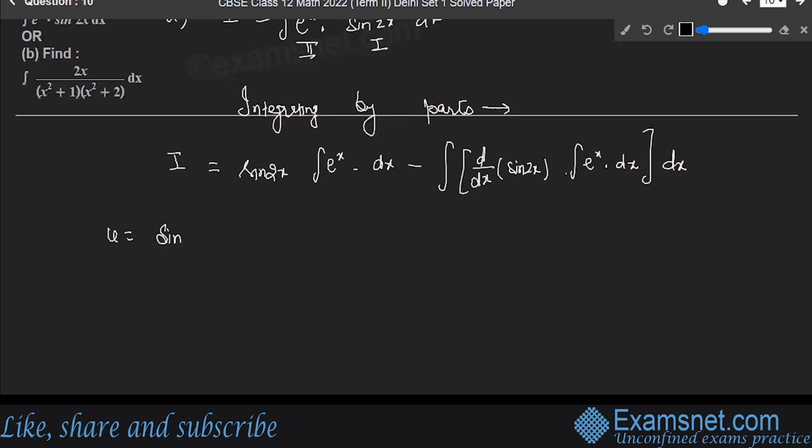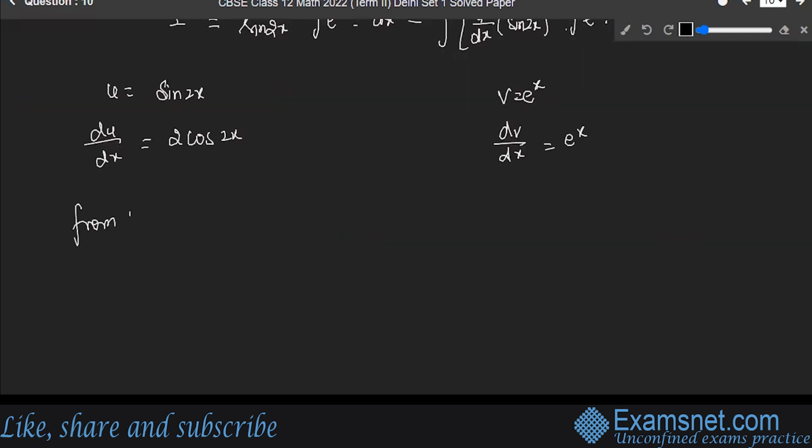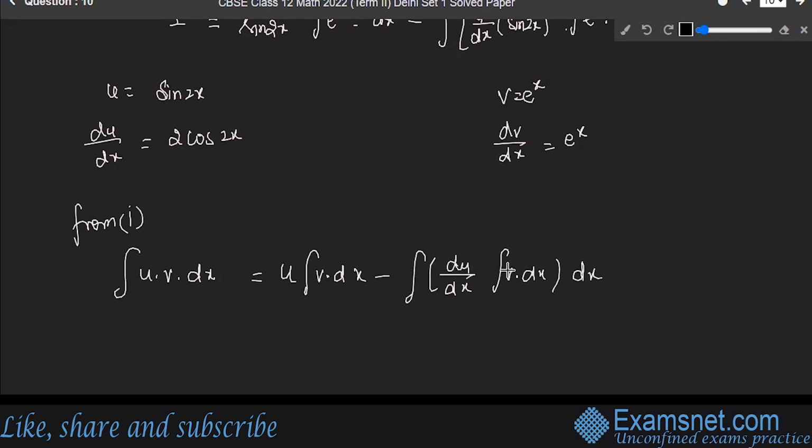Okay. So now, see what I'm doing, some assumptions now. Let u is equal to sine 2x and v is equal to e raised to power x. Then you have du upon dx is equal to 2 cos 2x, and here dv by dx will be equal to e raised to power x only. Hope you are clear till here. So now this given first equation becomes, from 1, integral of uv dx is equal to u into integral of v dx minus integral of du by dx into integral of v dx dx. Okay. So I is equal to e raised to power x into sine 2x minus integral of 2 into cos 2x into e raised to power x dx, right? We have solved this one.